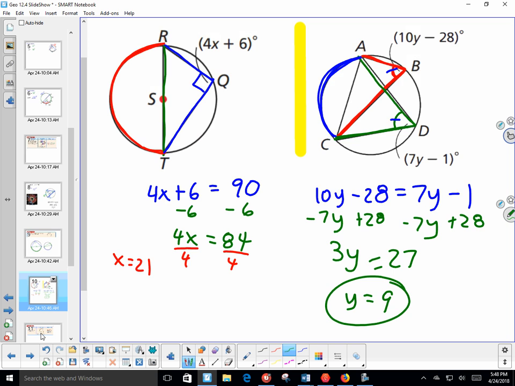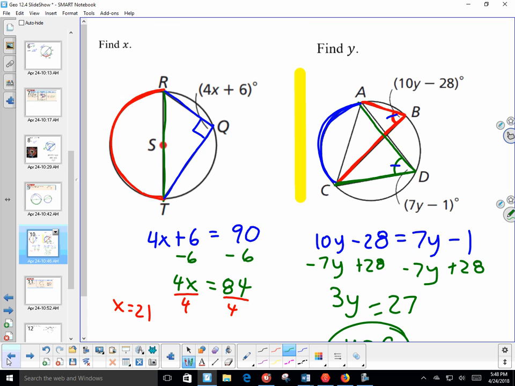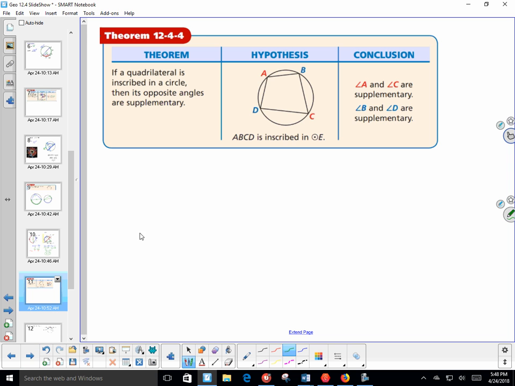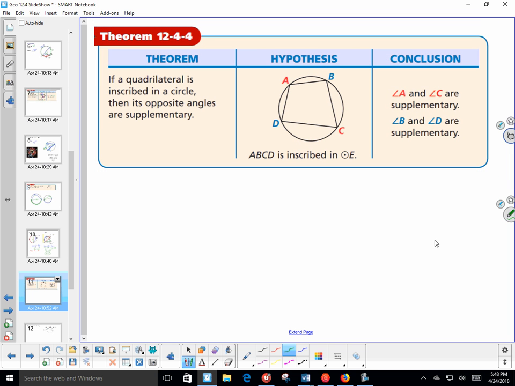All right, let's take a look at this next theorem. So in this theorem, it says if a quadrilateral is inscribed in a circle. Wow, and you thought we were done with quadrilaterals. If a quadrilateral is inscribed in a circle, then its opposite angles are going to be supplementary. So here's our hypothesis that we have quadrilateral ABCD inscribed in circle E. All right, well, they didn't draw in point E, but point E must be our center.